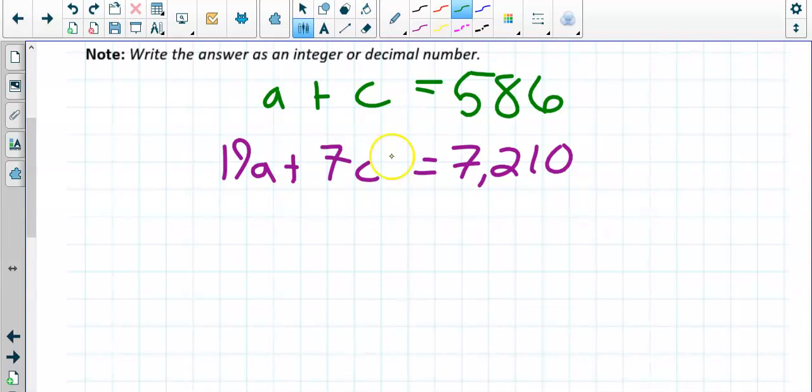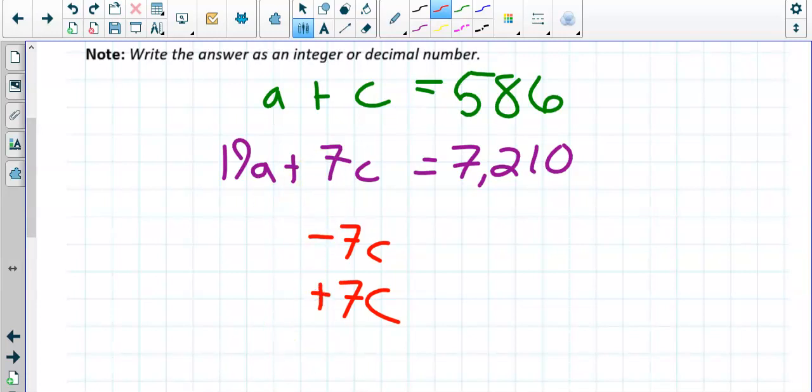So let's do elimination. What variable do you want to get rid of? Let's get rid of C. Okay. So what number can I turn them both into then? 7. Who do you want to be the negative? Yeah, the bottom one's already positive, so let's just make the top one.